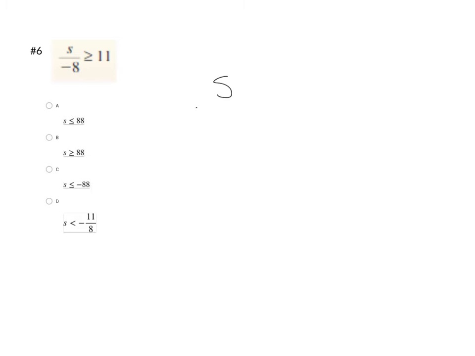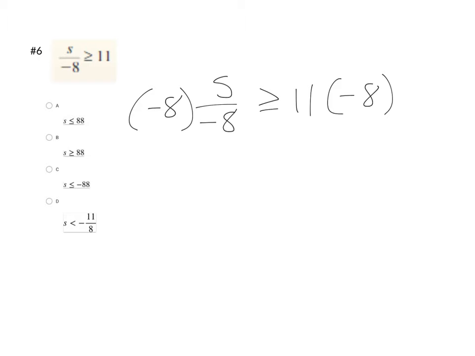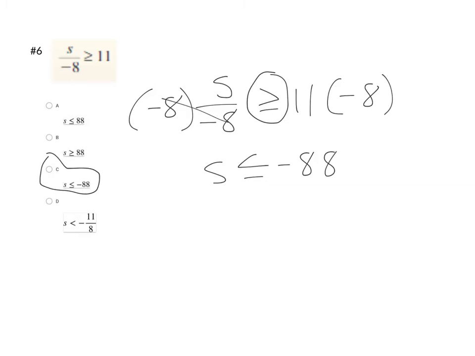Number 6, we have s over -8 greater than or equal to 11. To get s by itself, we're going to multiply by -8 on both sides. Remember that when we multiply by a negative, we're going to have to flip that inequality. So we get s less than or equal to -88. Letter C.